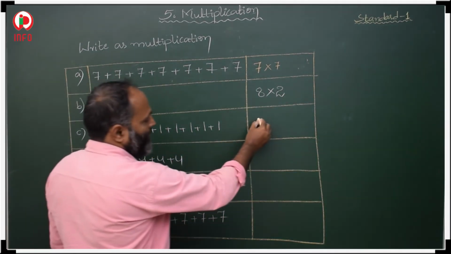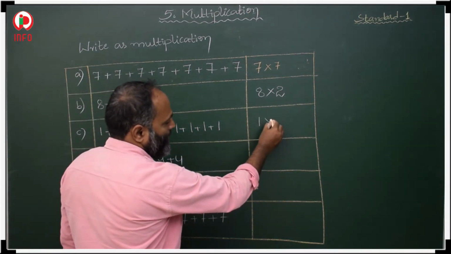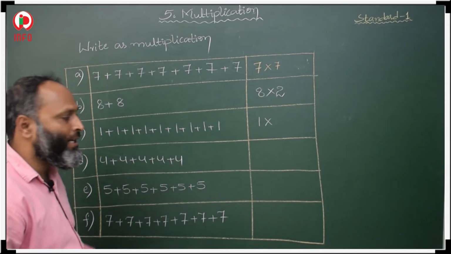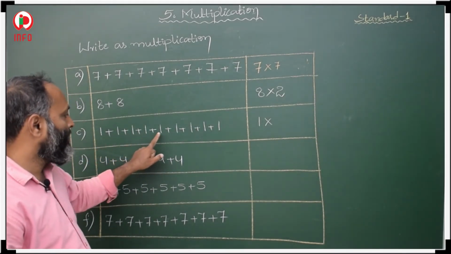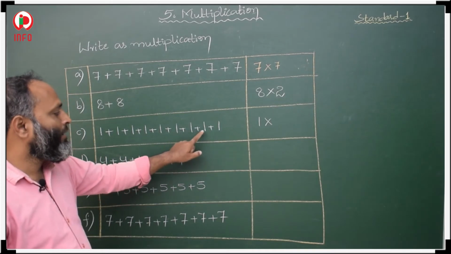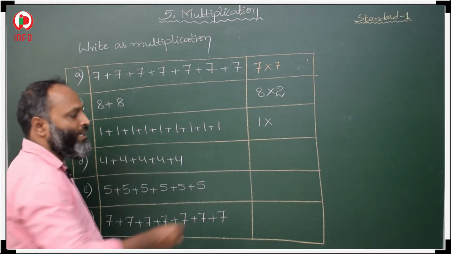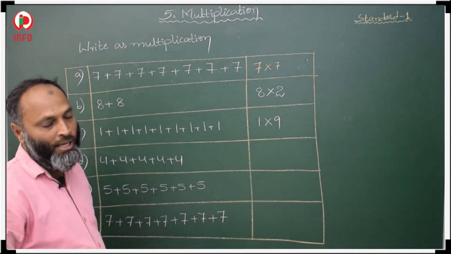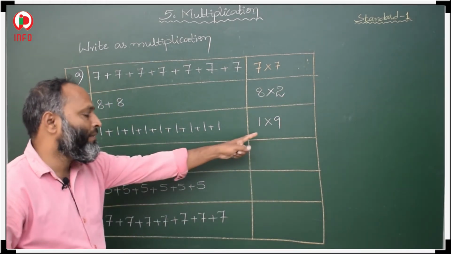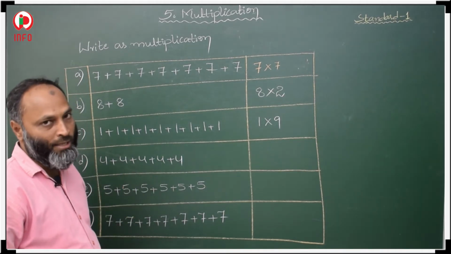First you have to write 1 into. Then how many times are you adding? Count first. 1, 2, 3, 4, 5, 6, 7, 8, 9. 9 times we are adding. 1 into 9. This is the representation. Continuous addition, so in this way we have to represent it as multiplication.